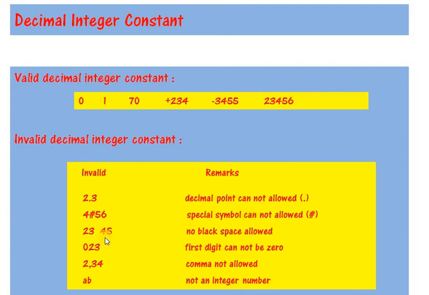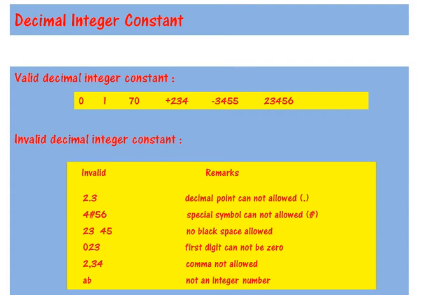23 46 with a space: no blank space is allowed in our decimal integer constant. 03: first digit cannot be 0 in a decimal integer constant. 2,34: comma is not allowed in our decimal integer constant. AB is not an integer number, so it is not allowed in our decimal integer constant.